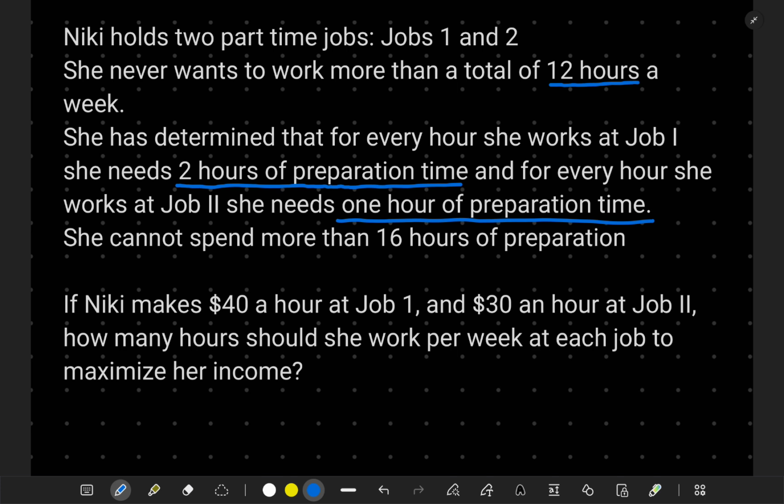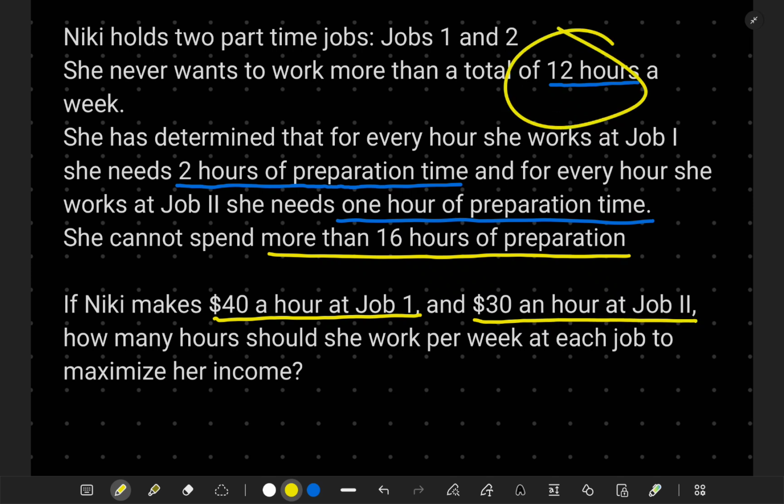Because there's so much prep time in between the two jobs, she says this: I cannot spend more than 16 hours of prep. And then here's the pay. Nikki gets paid 40 an hour at job 1, while at job 2, she gets paid 30. And so our job is to figure out, if she wants to work a total of 12 hours, what is the balance between the two so that she gets the most amount of money instead of overworking herself?